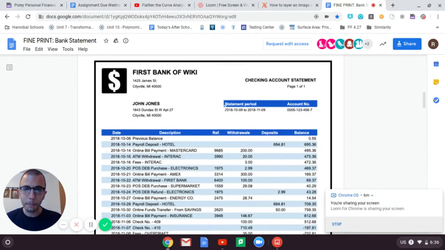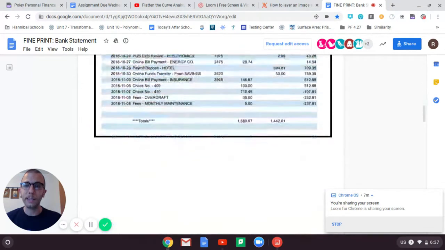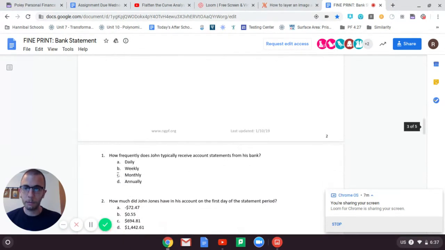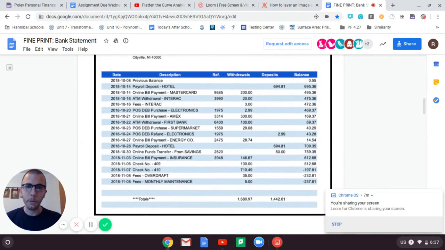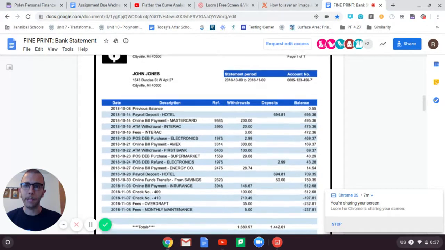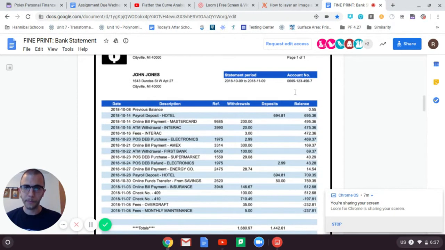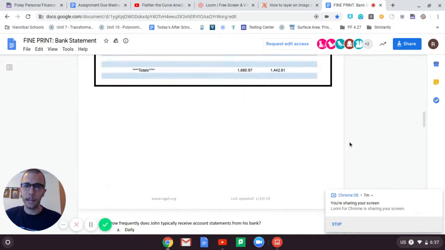All right, so how frequently does he receive account statements? Well, since the statement period is 1 month, from October 9th to November 9th, that means it is a monthly statement. Okay, so that should be choice C. I'd be willing to bet that most banks will release monthly statements. It's just the norm. But like I said, doesn't mean you can't keep tabs on it more often than once a month, right? You better be. Make sure your direct deposit made it in there. Okay? Keep tabs on that.